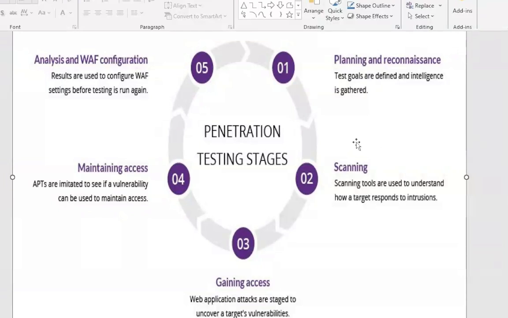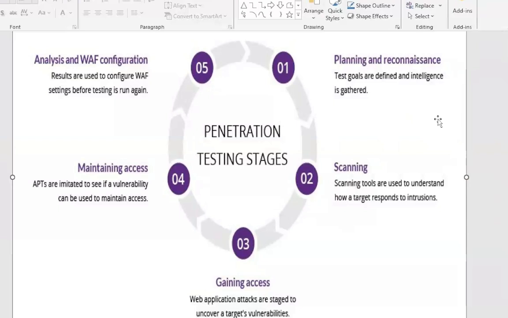You will be attacked, I mean. Second, scanning. Scanning tools are used to understand how a target responds to intrusions. So what is scanning? I think I don't need to describe this. Everybody knows scanning. We all use scanners to find any bugs or errors, any kind of bad methodology which is hidden inside the system. It can be caught using a scanner.